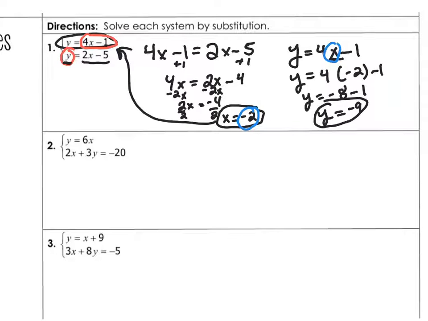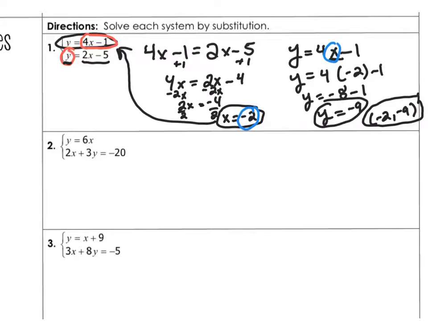And if we wanted to write this as a coordinate, we'd write negative 2, negative 9, because we write it as x, y. But if you leave it as x equals, y equals, that's fine. All right, so let's try number 2.